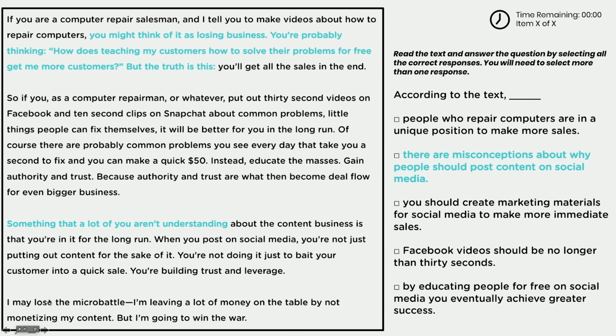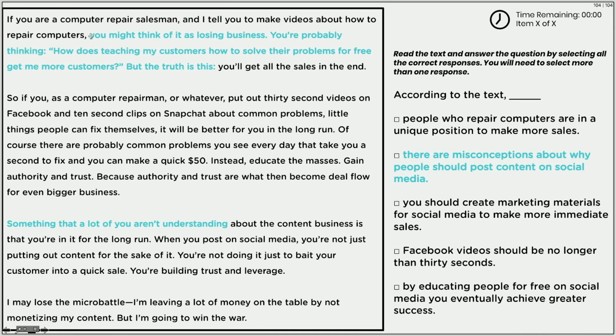The next one says there are misconceptions about why people should post content on social media. Okay, so here it says something about you might think of posting content as losing business. You're probably thinking, how does teaching my customers how to solve their problems for free get me more customers? But the truth is this, something that a lot of you aren't understanding. There are misconceptions about why people should. Definitely, that is one that I would select.